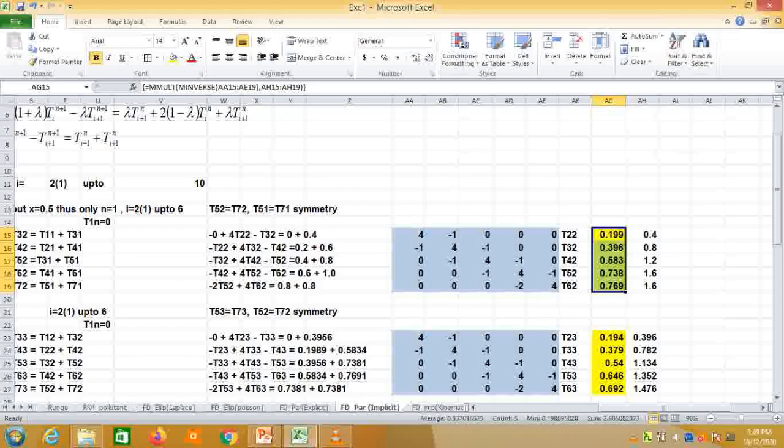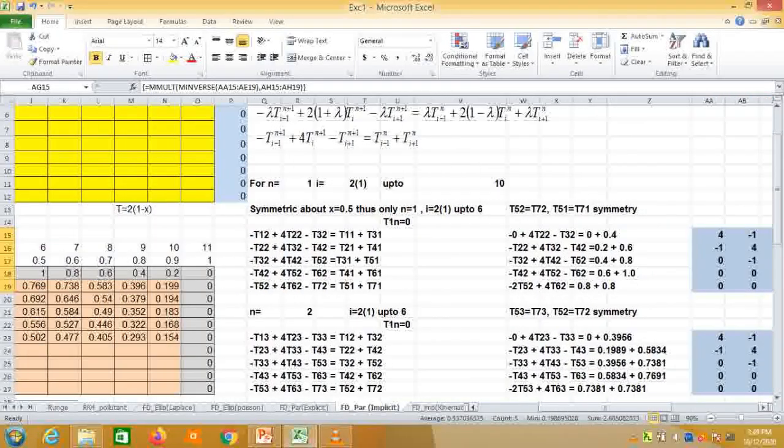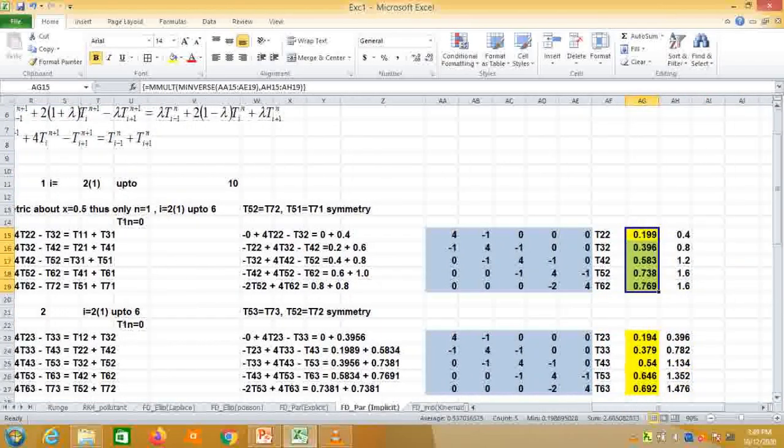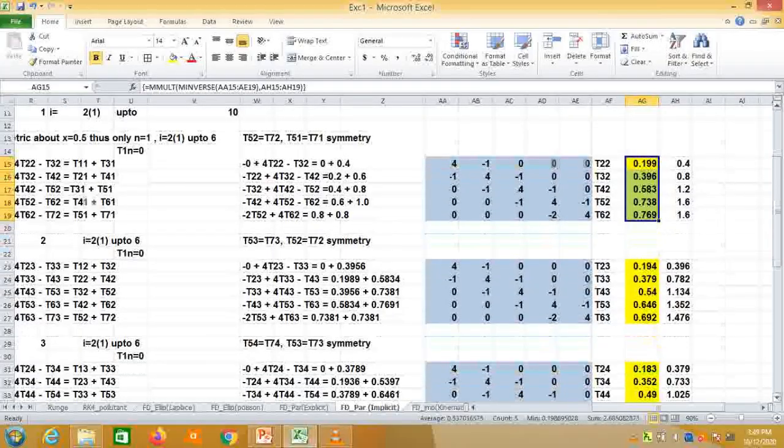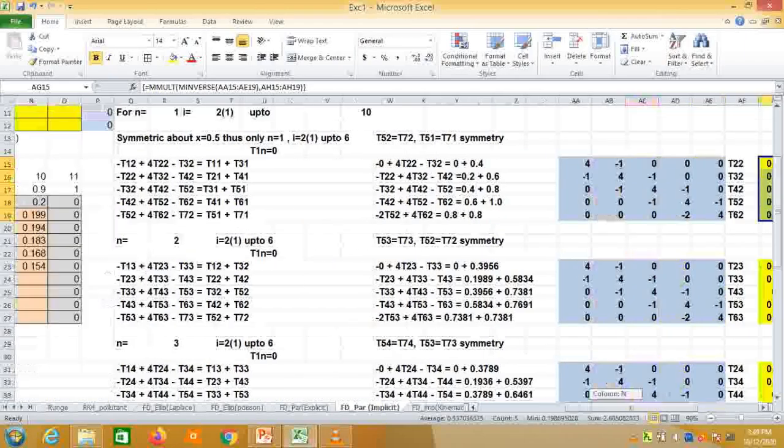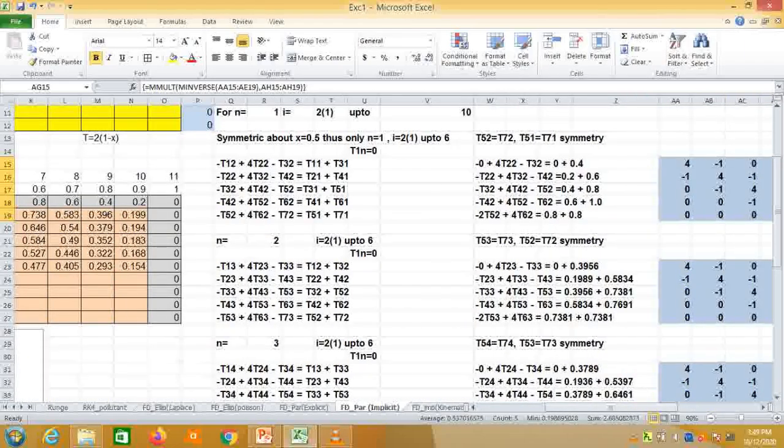Now, similarly doing for n is equal to 2, for each one of these partial scales from the second up to the sixth, similarly. And remember the symmetricity. And then you can find the second set of equations. And then solving that simultaneously, that should give you the value of T23, T33, T43, T53, T63. Once you obtain these values, just keep on doing it for n is equal to 3, n is equal to 4. You just keep on doing that. Then it should give you the corresponding values now.